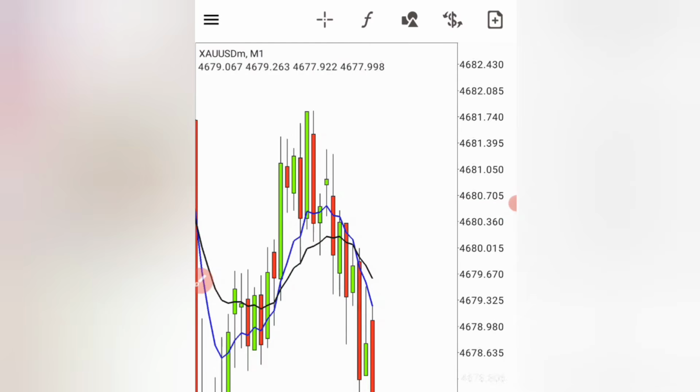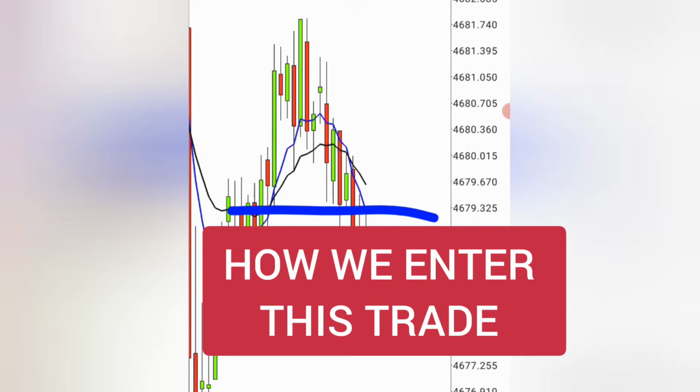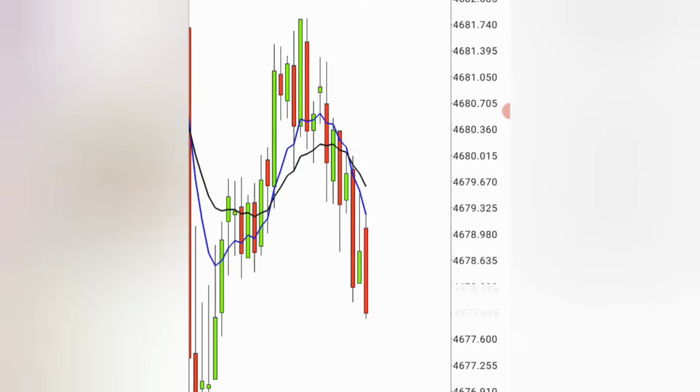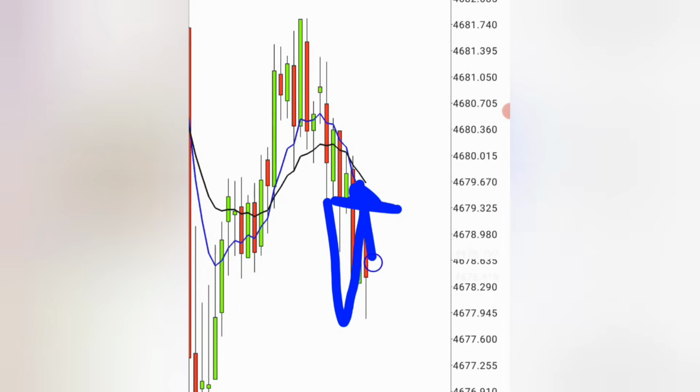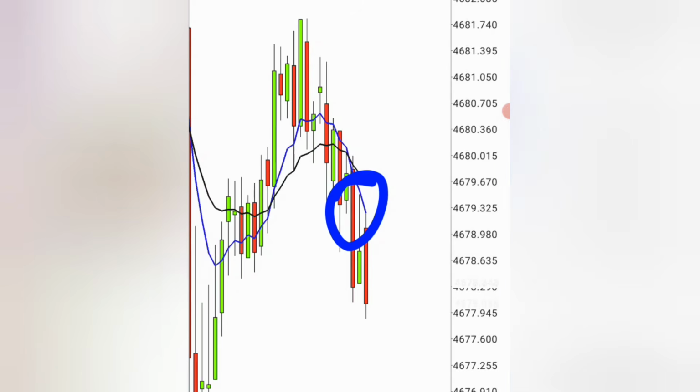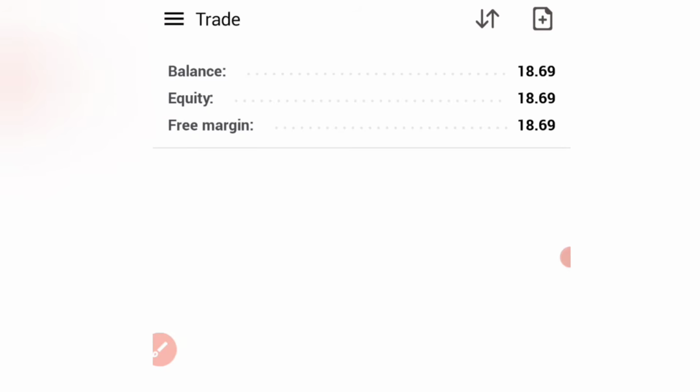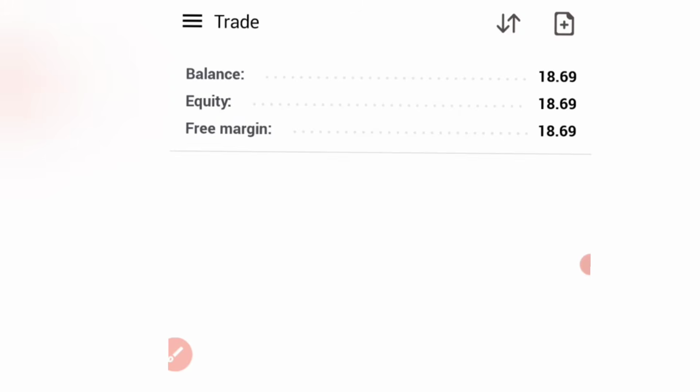So let me explain how we entered this trade. You can see the blue moving average is now below the black moving average, and gold pushed up to this blue moving average, which is where we saw that gold was about to go down because of this big rejection, and we entered exactly right there and made profit. Now our account is at $18.69. So we're very close to where we started, right? We're about $27 in loss.